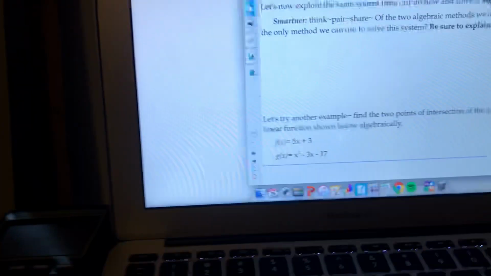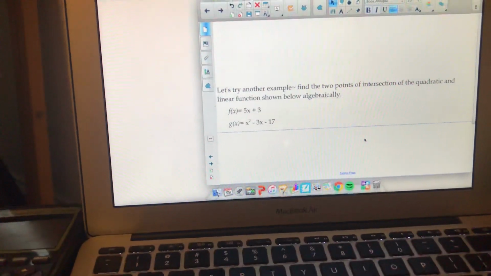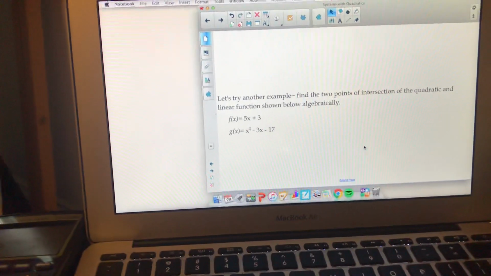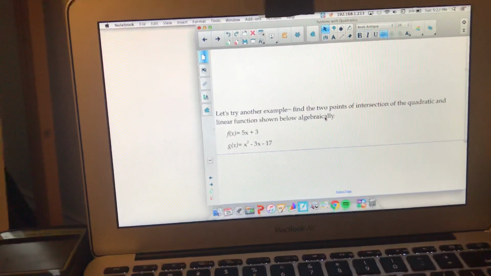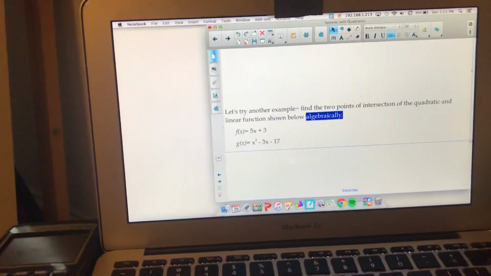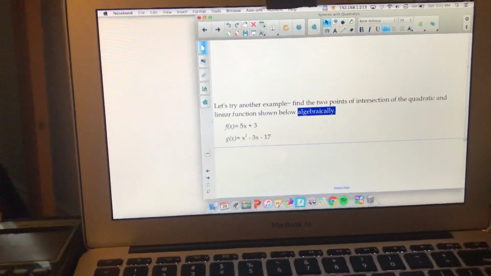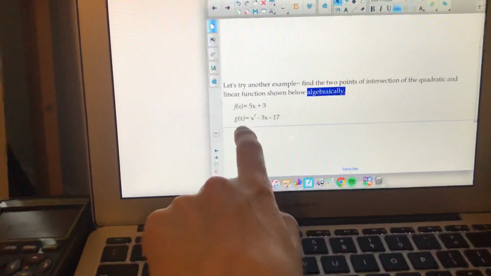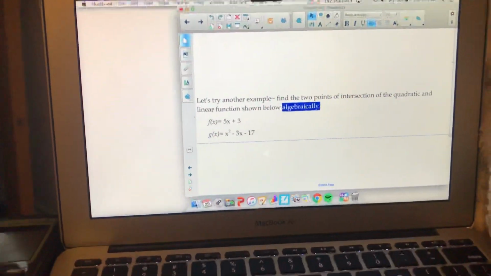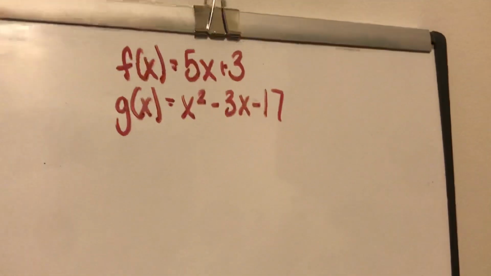So here, let's look at this other example. I want to find the 2 points of intersection of the quadratic and linear function shown below algebraically. Again, no worries. The second I see algebraically, all that means is I just need to show some work to support my answer here. So I have f of x equals 5x plus 3, and g of x equals x squared minus 3x minus 17. And I have that over here for us. And I want to solve.